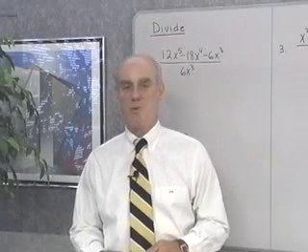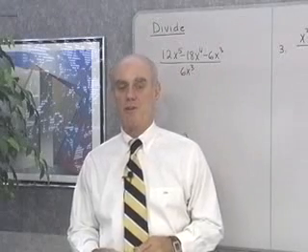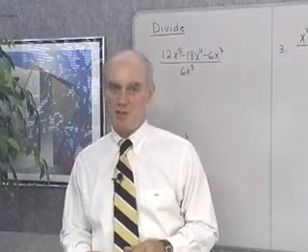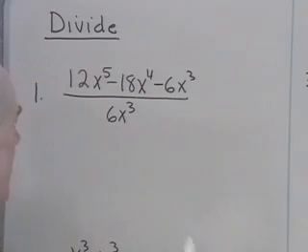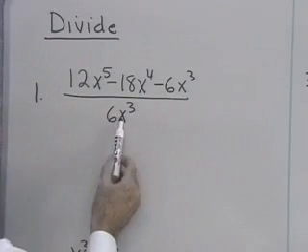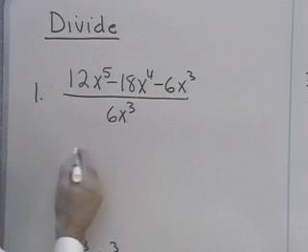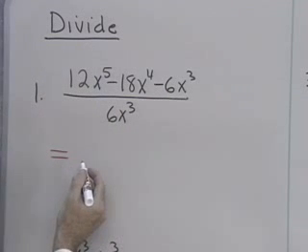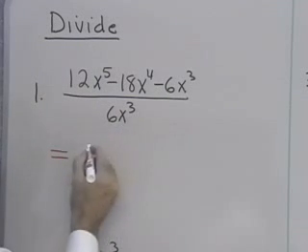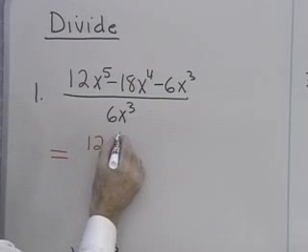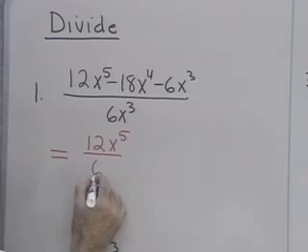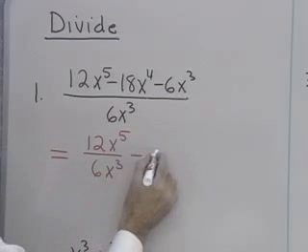Now we want to look at division with polynomials, and some of it will look very similar to what we did when we reduced rational expressions to lowest terms. Here I have this polynomial divided by 6x cubed. The instructions are divide. Now I'm going to use something similar to the distributive property when I divide by a monomial and simply write each term in the numerator over that denominator.